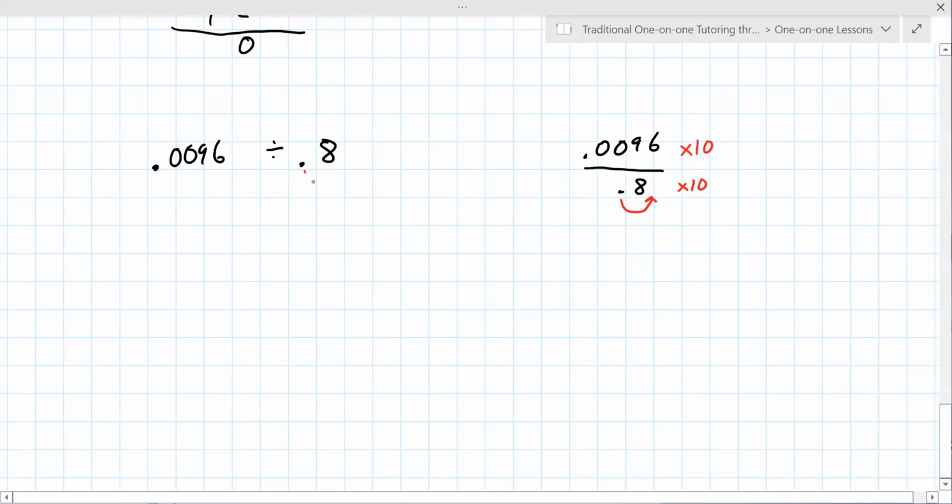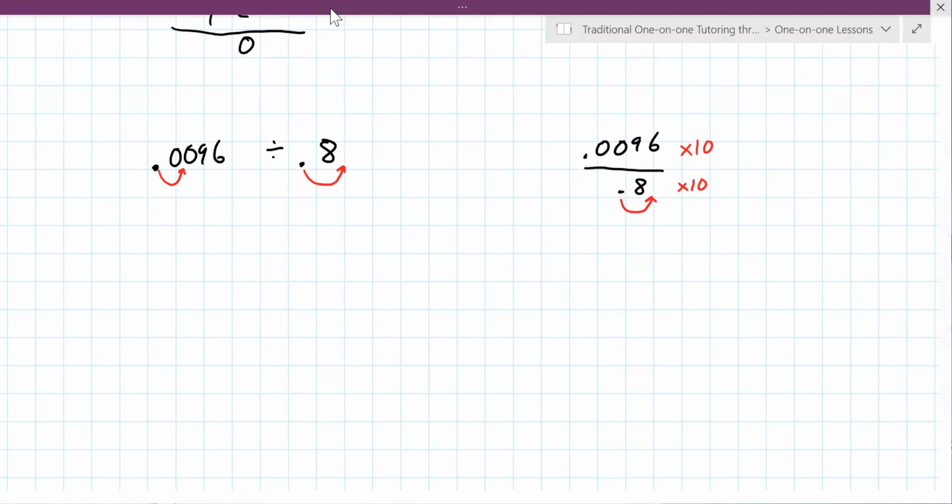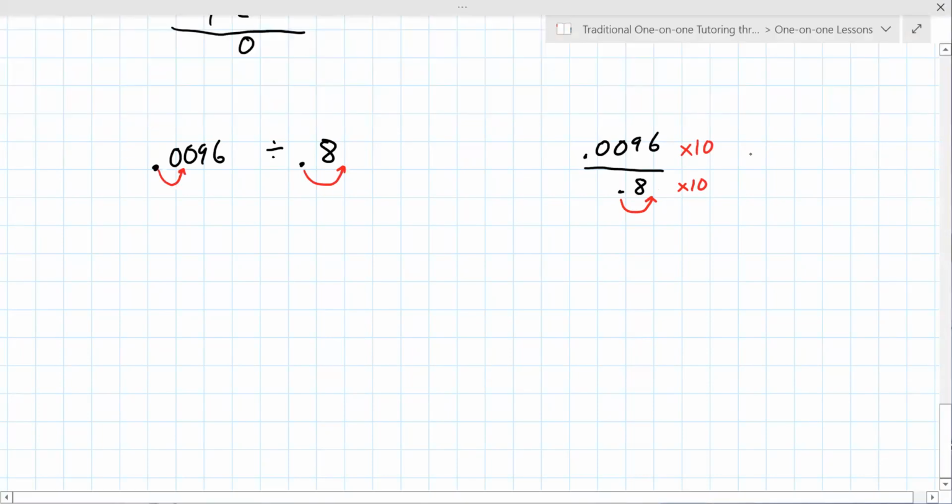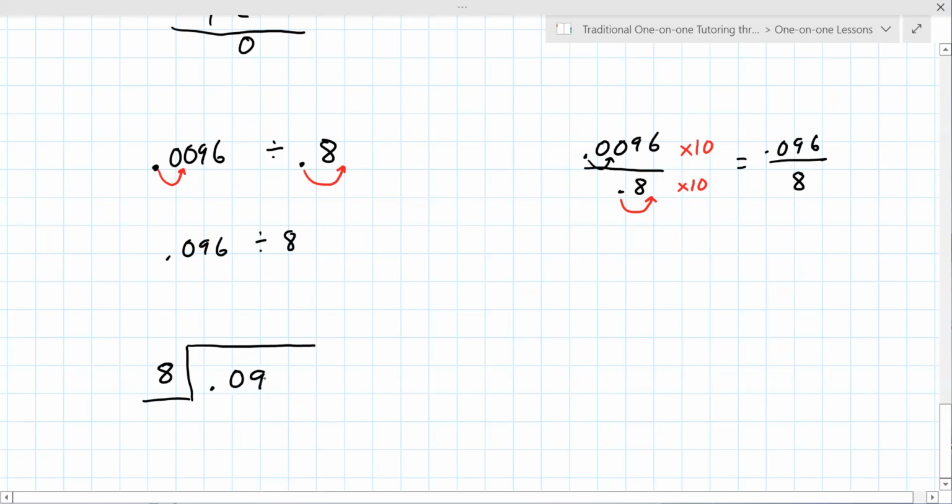Now you can similarly just move the decimal to the right each time. You get the same result. You get 0.0096 over 8 because you're moving that decimal over to the right. You get the same thing over here on the left, 0.096 divided by 8. 8 goes on the outside. 0.096 goes on the inside here. Your decimal always goes in that same position there.